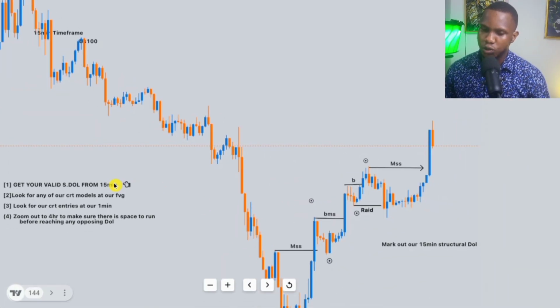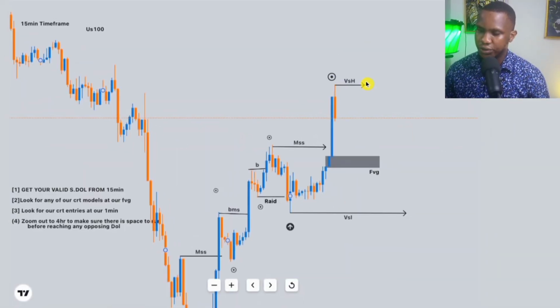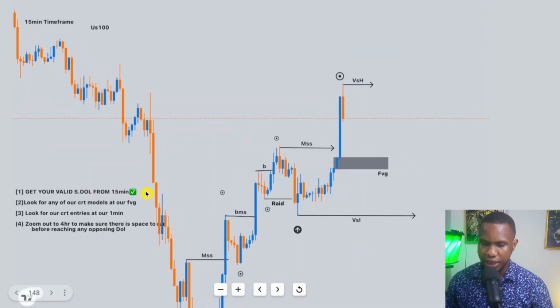So mark out our structural draw on liquidity from the 15 minutes time frame. This is our value structure low. This is our fair value gap. This is our value structure high, and we check that.